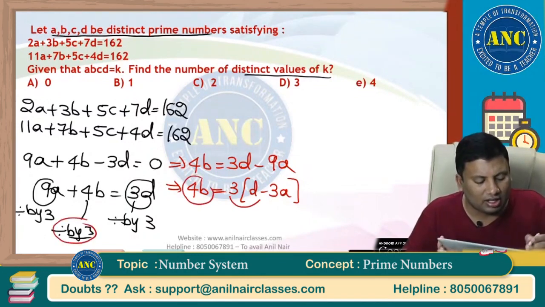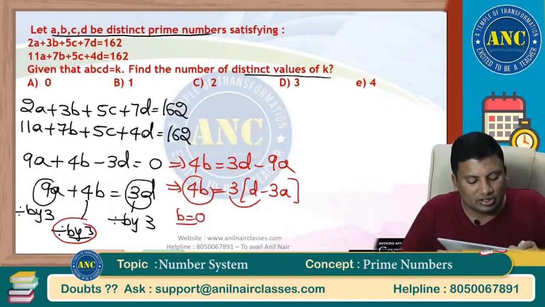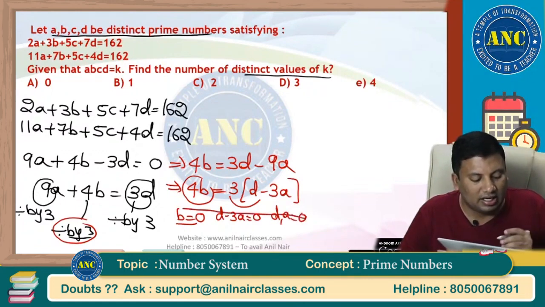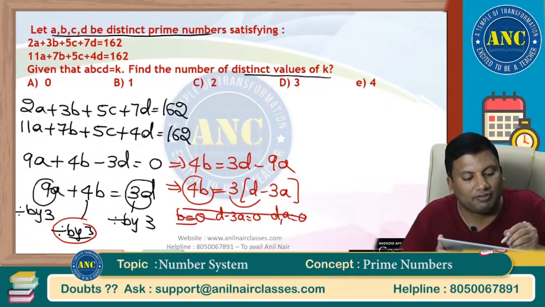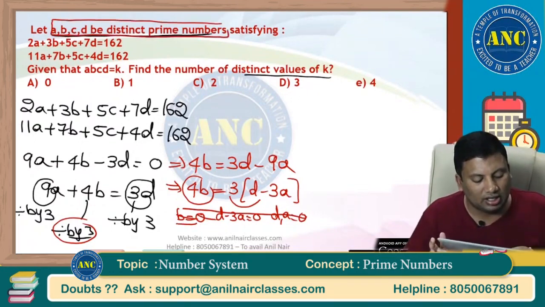Same thing we got. If B is divisible by 3, if B is 0, 0 into anything is 0, that means D minus 3A will be 0. That means D and A will be 0. But A, B, C, D are prime numbers. Don't forget this basic point. A, B, C, D are distinct prime numbers.